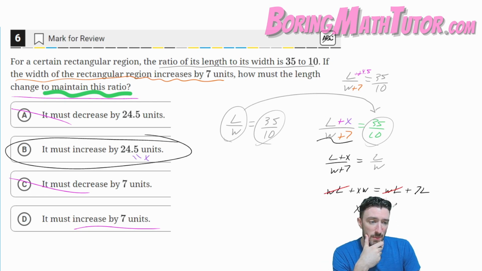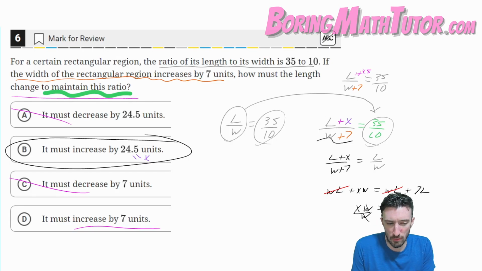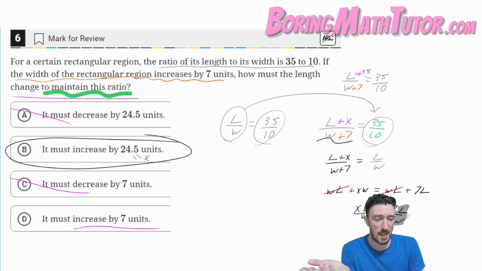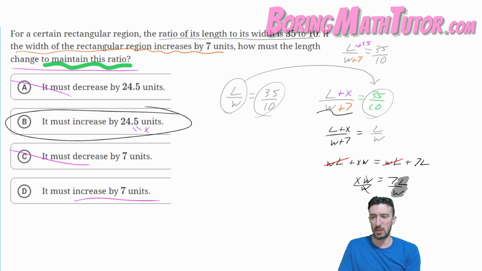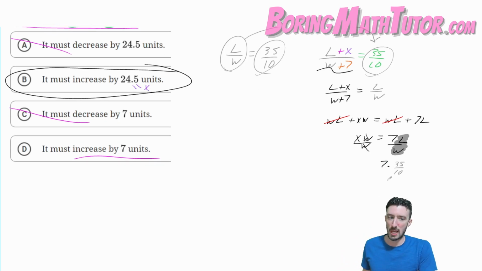And now I've got XW equals 7L. But I'm really after X, so I need to divide by W so I can just get X on its own. And the answer is 7L over W. Well, we said it's supposed to be 24.5, but we're seeing L over W pop up one more time. So what we have to do is replace this L over W with the 35 over 10. And now we've got times 7. So now 7 times 35 over 10.